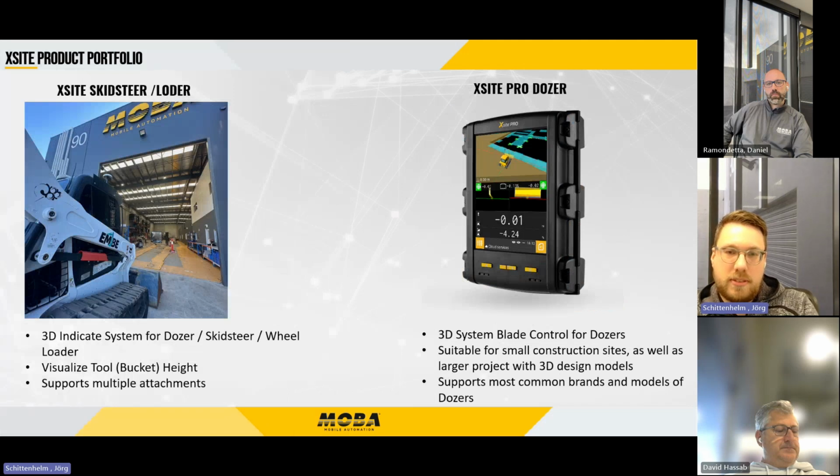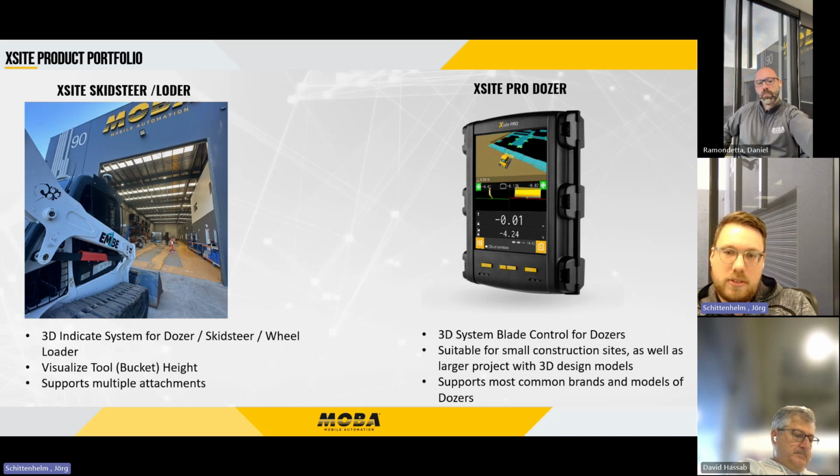Based on the same ecosystem, on Xsite Pro, we offer, of course, not only the excavator as a machine, but also solutions like the skid steer that you see here in the left-hand picture, with 2 antennas on the roof and a couple of sensors along the movable elements of the machine to visualize the bucket height. Could be a skid steer, could be a wheel loader, could be something else. So we're quite flexible there.